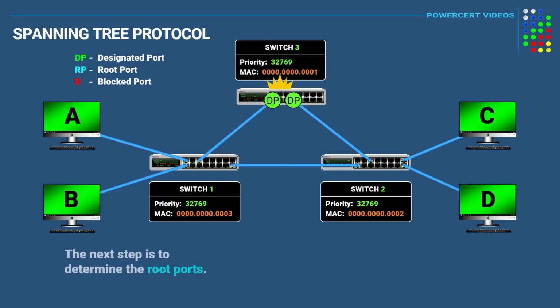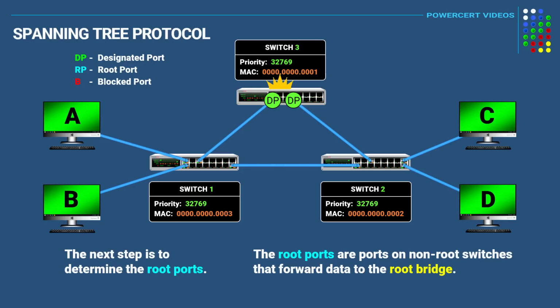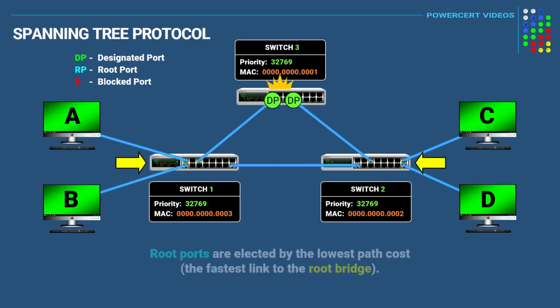Now, the next step is to determine the root ports. The root ports are ports on the non-root switches, so these switches here, that forward data to the root bridge. Root ports are elected by what's called the lowest path cost, which means the port on the switch that has the fastest link to the root bridge.